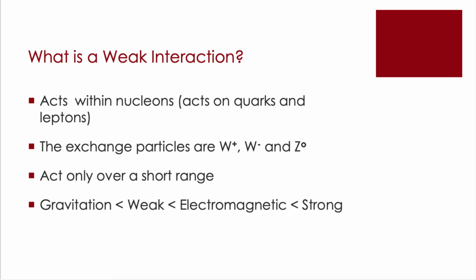In order for two particles to interact, remember, they need to exchange a particle, a boson. In this case, for the weak interaction, I need a very specific kind of exchange particle, and that's going to be either a W plus, a W minus, or a Z boson. I'll show you how we can determine which one that's going to be. It's the only kind of interaction that will allow a charge change to take place, and that's going to help us determine which of the bosons to use.